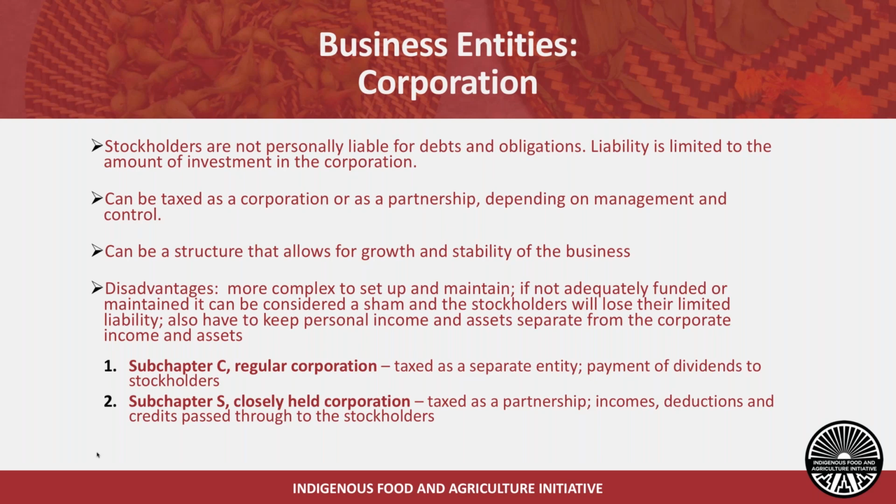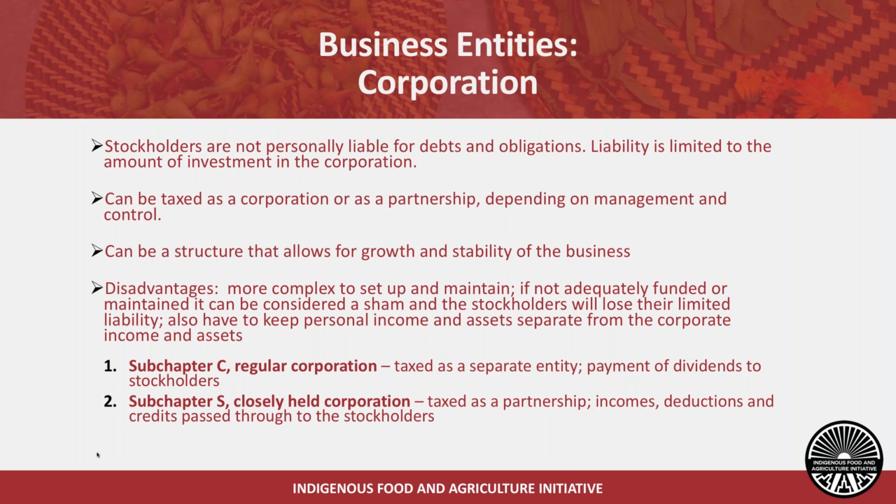And there's two different types here. Subchapter C, regular corporations, are taxed as a separate entity, paying dividends to stockholders. And then there's subchapter S, which are more of the closely held corporations, and these are taxed as a partnership, and the incomes, deductions, and credits are passed through to the individual stockholders.